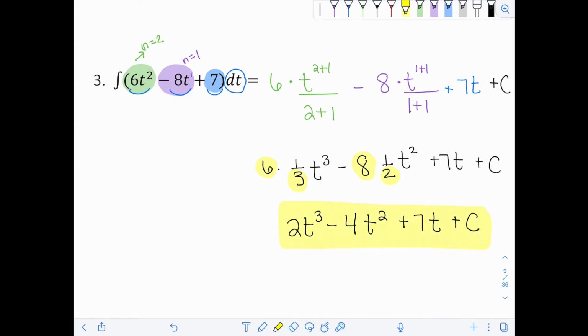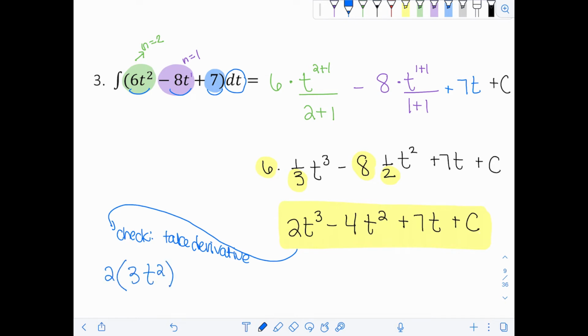Okay, what I do want to go over for this one was I had mentioned, how do you check your work? You can check it by just taking the derivative. So let's go ahead and try that. If I take the derivative of this, I get 2 times 3t squared minus 4 times 2t plus 7 plus 0, which is equal to 6t squared minus 8t plus 7. And if I check what we originally had inside our integral, that's the exact same thing. So that would be checking your work.